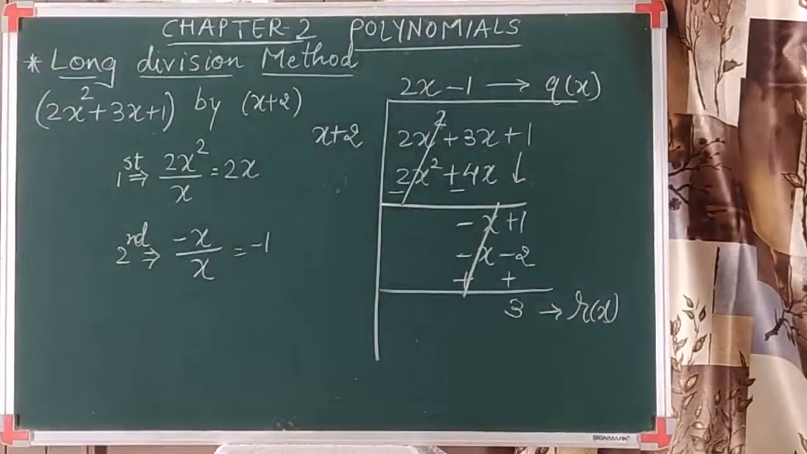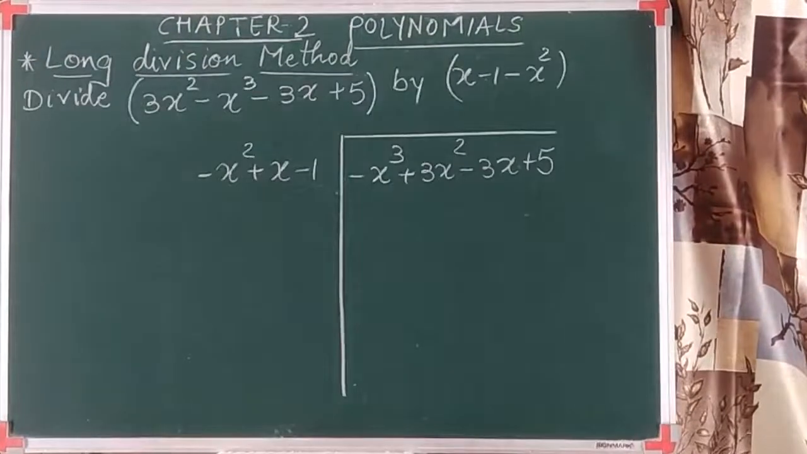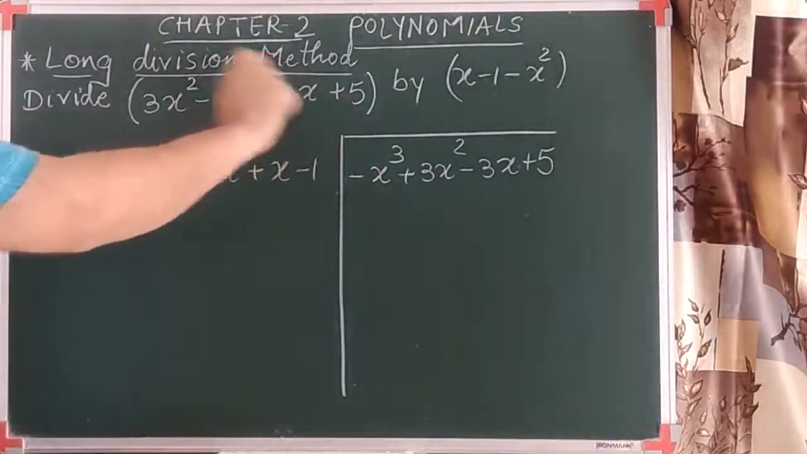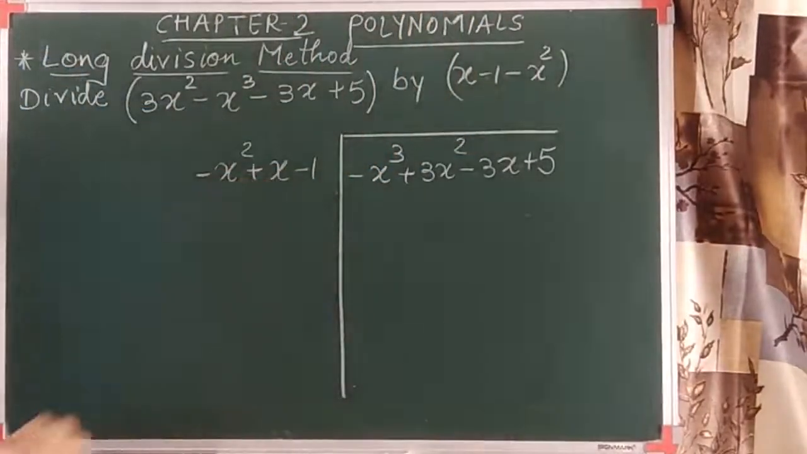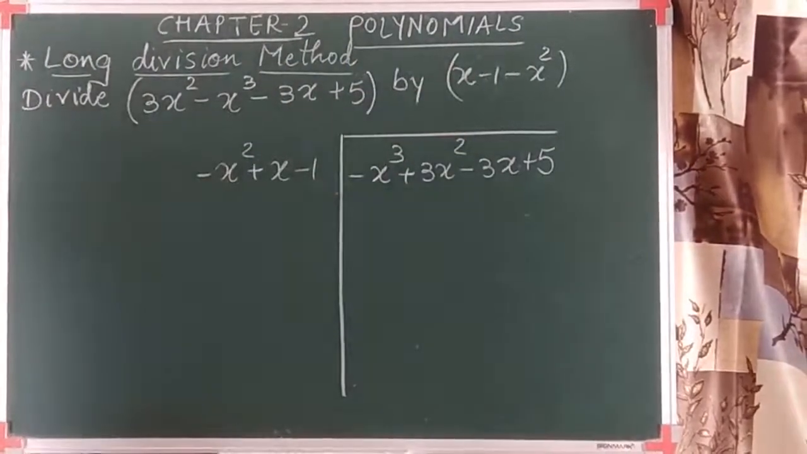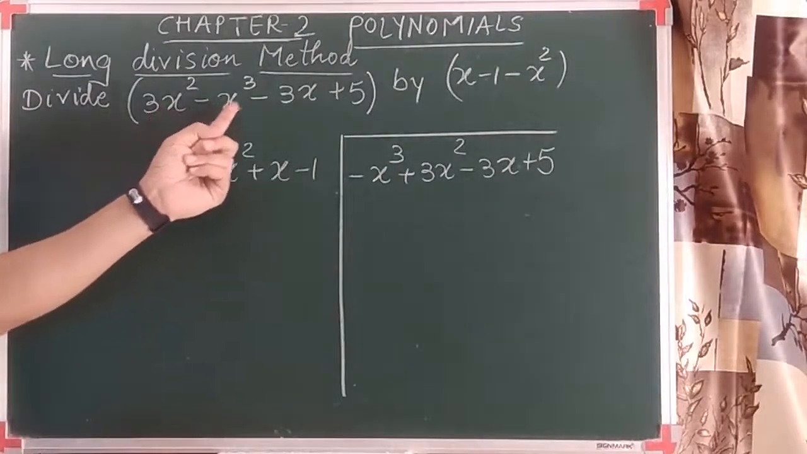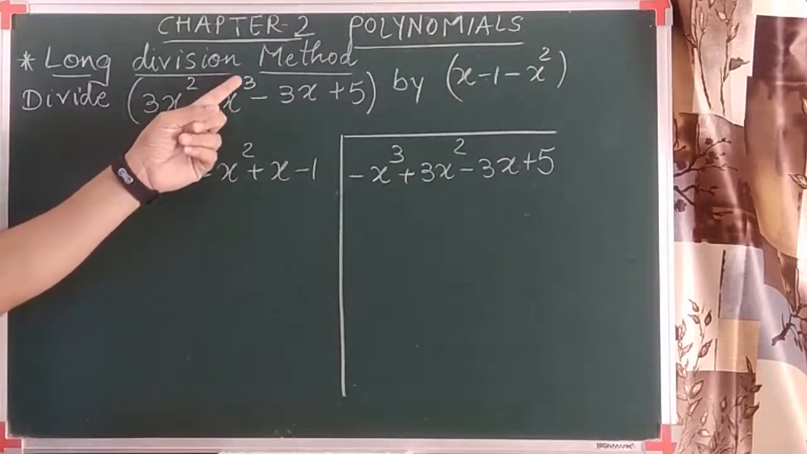Let's see one more question of the same type. Let's see this question. It is 3x square minus x cube minus 3x plus 5. This is the dividend term. X minus 1 minus x square. This is the divisor term. So this term should be divided by this term. See, this is a better question than the previous one which we have learned. You can see that the terms are not given in the proper order. Let's understand what the order is. Order is based on the power of the variable.